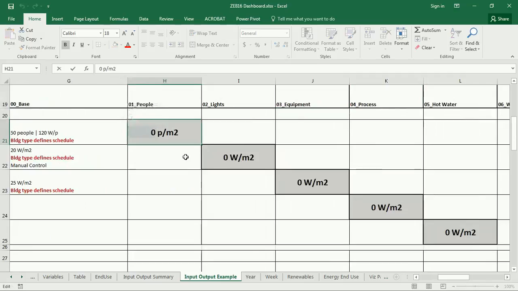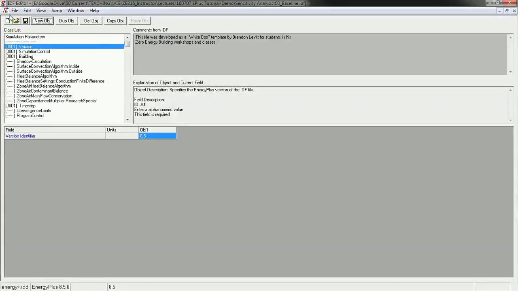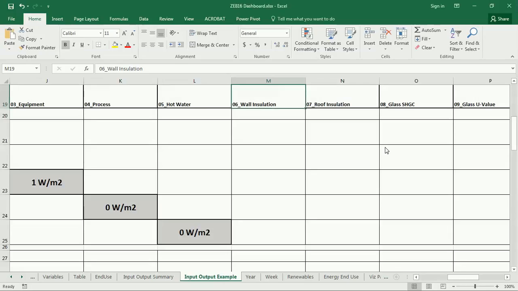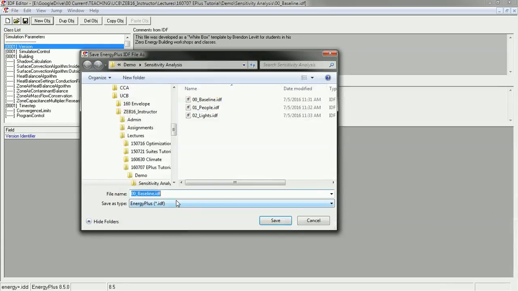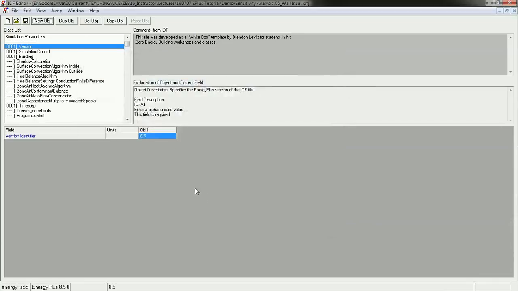In this case, this really should say 1, 1, 1, like that. Now, for things like wall insulation, let's go back to this and save as, what number is this? 6. 06 wall insulation. Oops. Well, that's fine.